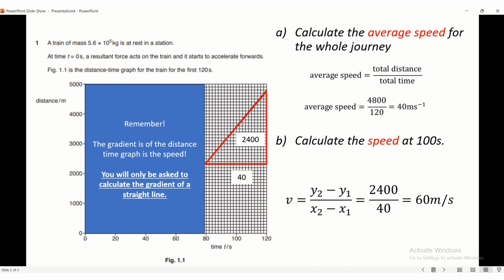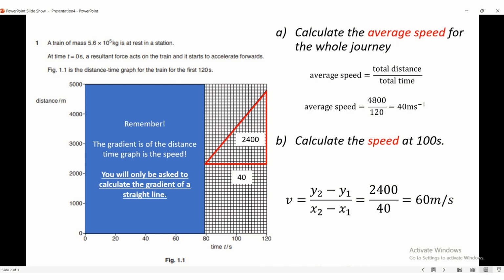Now, it is worthwhile taking a second to have a think about what that means. What that means is that at the end of the process, the speed is greater than the average. And that makes sense because we're speeding up during this process. So we're always going to calculate an average which is slightly lower than the maximum speed. And that maximum speed is the speed at 100 seconds.